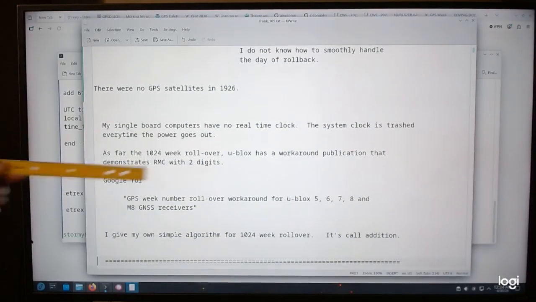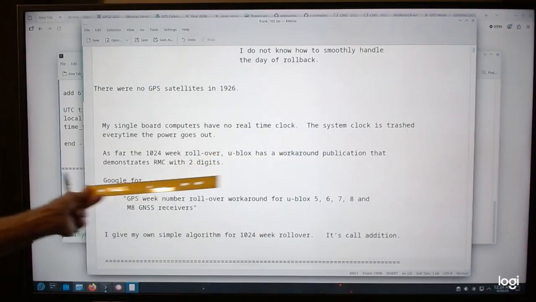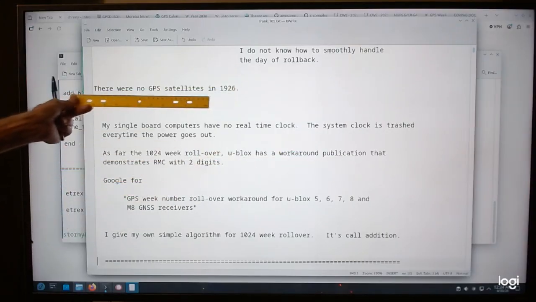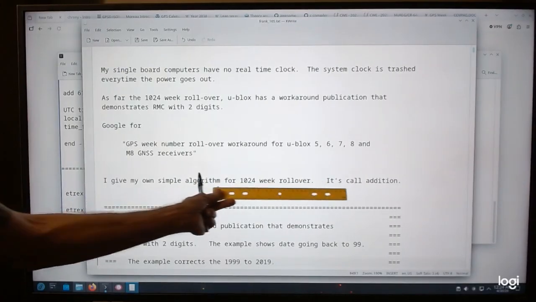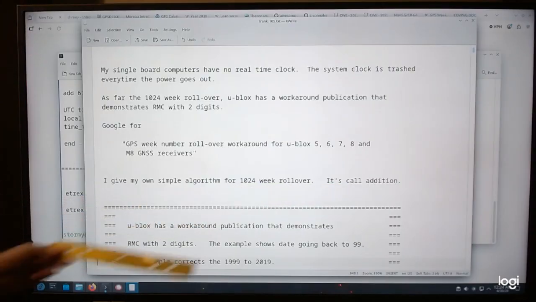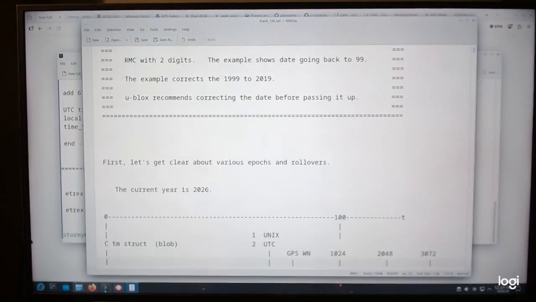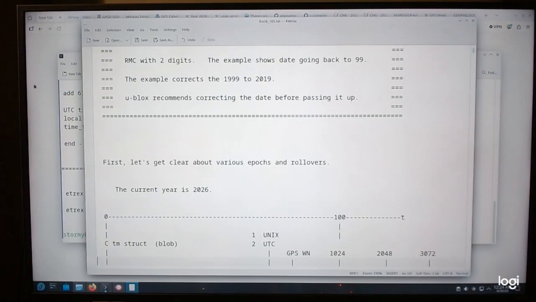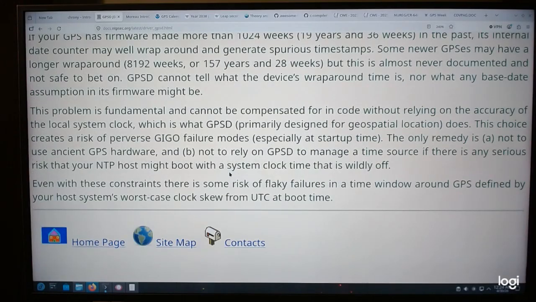And as far as the 1024 rollover, I mean, uBlocks has their own workaround, and I've got mine. I just got those things where you just add 1024 weeks. Yeah, see, it's simple. It's called addition. I don't know what those people are, you know, what's wrong with those people is what I'm saying. You know, this whole thing right here, I don't understand it.